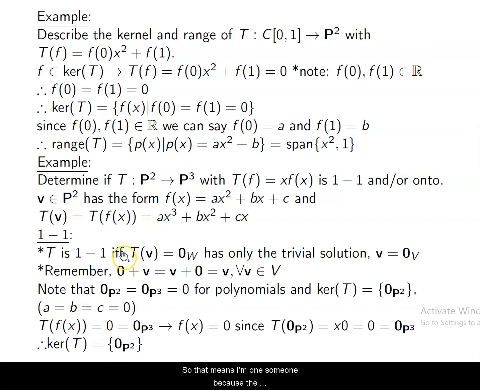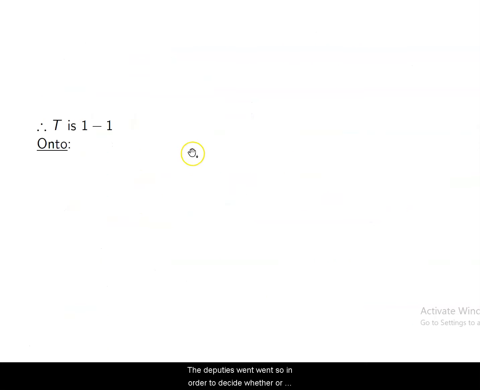So that means that I'm one-to-one, because the definition for one-to-one for a transformation is that the only way to get the 0 vector out for your range is to plug in the 0 vector for your domain, and that's true. Everything that goes to the 0 vector in the range, right, is the 0 vector in the domain. So I'm one-to-one. Okay. And then now we have to look at onto. Okay. So therefore T is one-to-one.